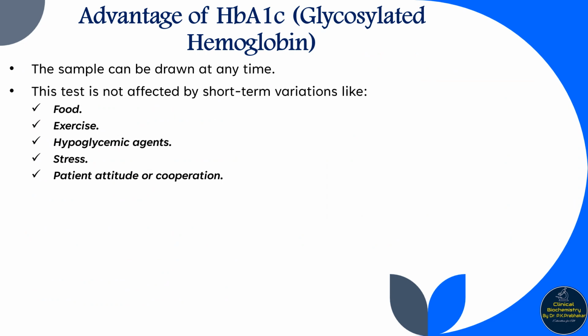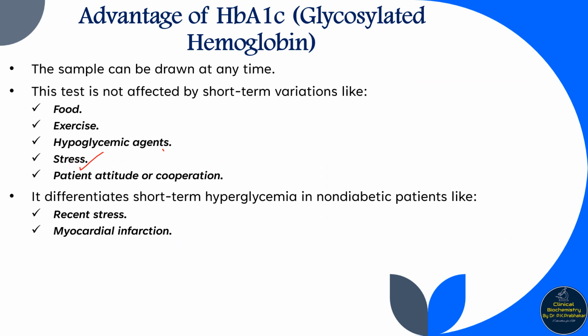If the person has exercised just now, or a few days back, or 2 days back, or has taken any medicines, hypoglycemic medicines, or the person is under stress, or the patient's attitude or cooperation, these things normally do not affect glycosylated hemoglobin, because it gives us information about 2 to 3 months back. Then it differentiates short-term hyperglycemia, like in non-diabetic patients, such as recent stress or myocardial infarction.